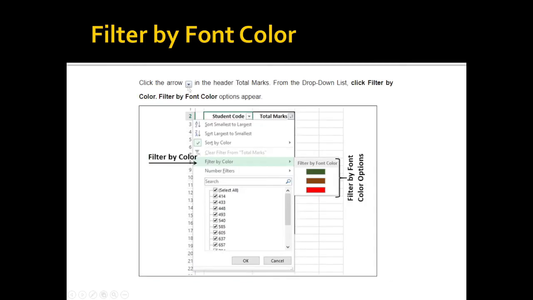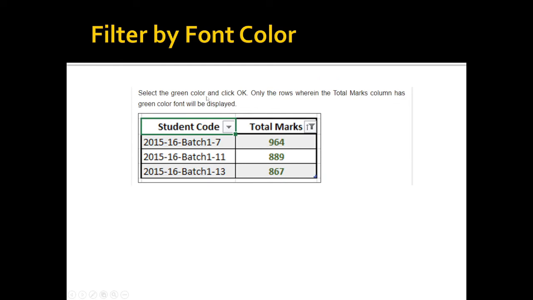Click the arrow in the header total marks. From the drop down list, click filter by color. And then we have filter by font color. Here just choose the color you want. Select the green color and click OK. Only the rows wherein the total marks column has the green color font will be displayed.